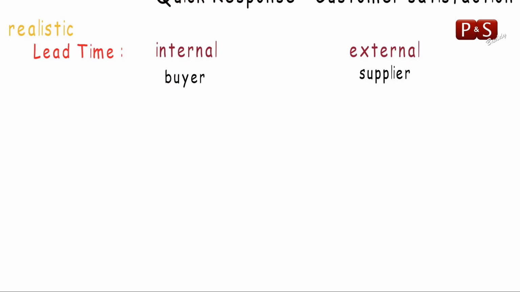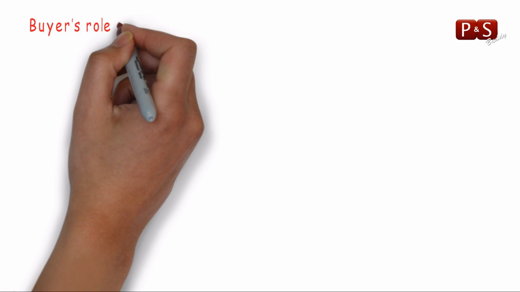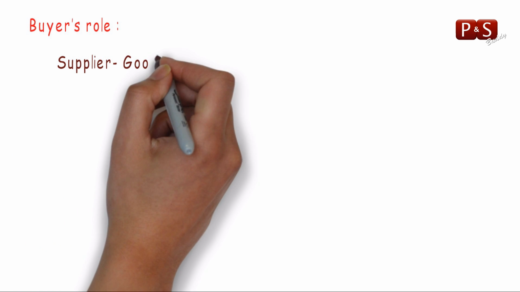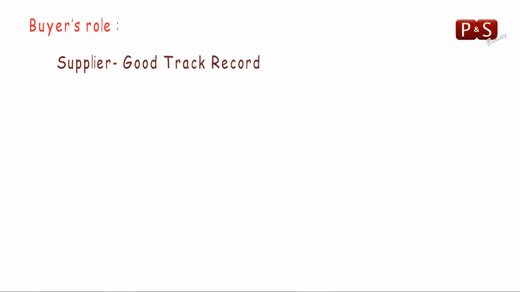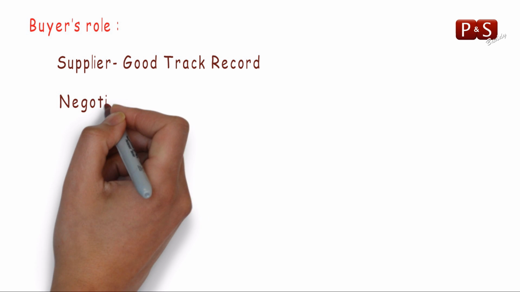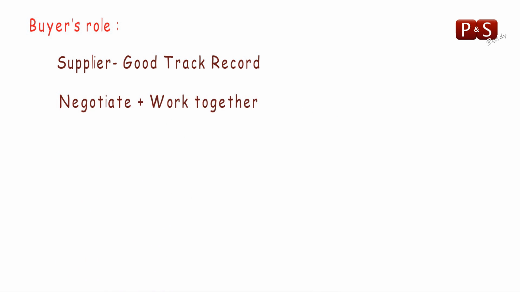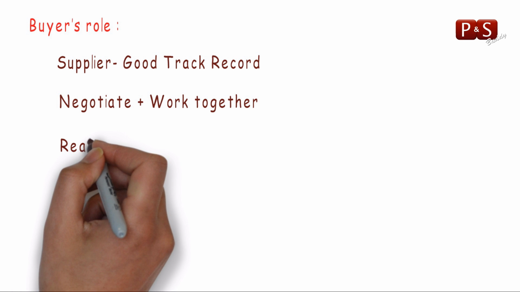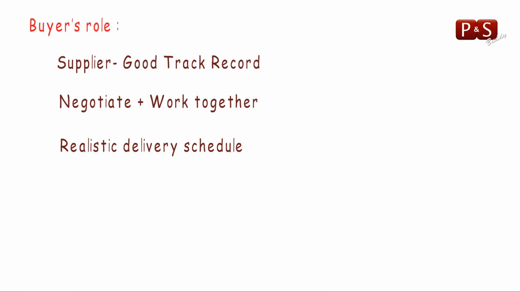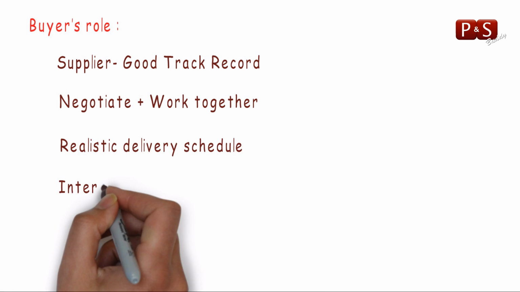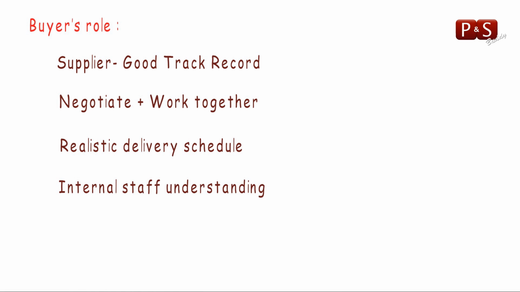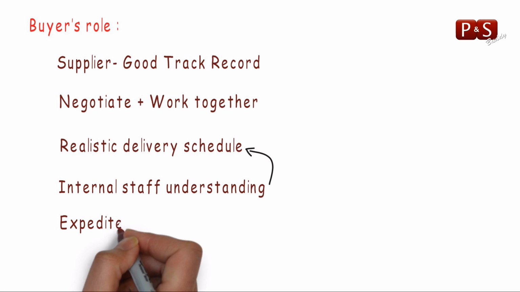Let us see some actions by the buyers to ensure on-time delivery. Select suppliers with good delivery track record. Try to shorten lead times by negotiating efficiently and working collaboratively with suppliers. Issuing realistic delivery schedule to suppliers. Ensuring that the buying organization staff understands lead time and schedules. Expedite, track or chase orders.